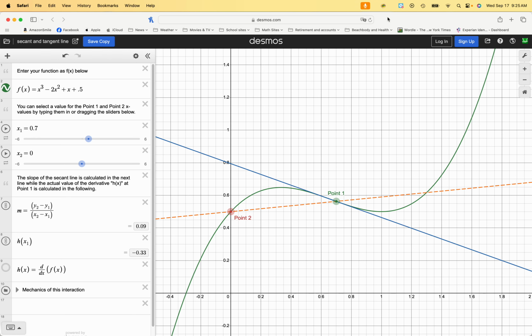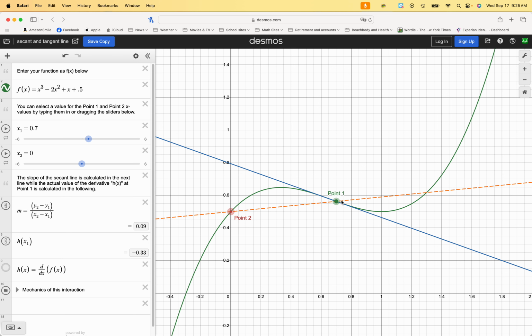Today, I want to talk a little bit about average rate of change and instantaneous rate of change. You guys know average rate of change as the slope of a line between 2 points. You'll notice the formula here for a slope, the change in y over the change in x. So if you notice my function, f of x, x cubed minus 2x squared plus x plus a half, and it's in green, you can see the curve here.